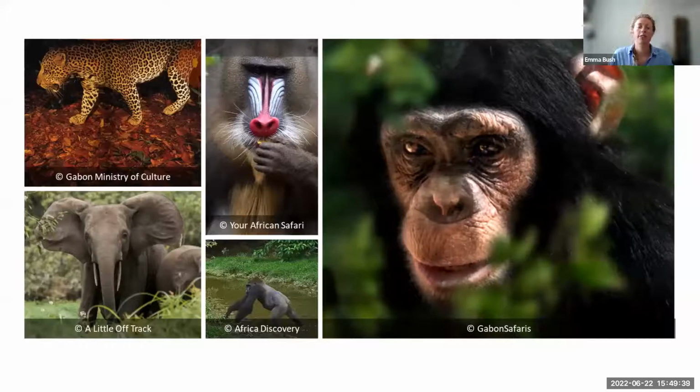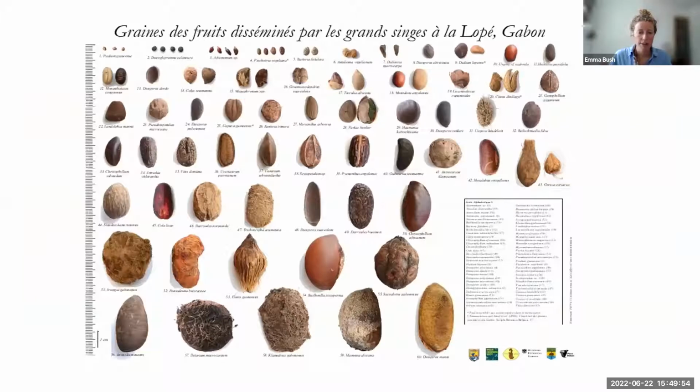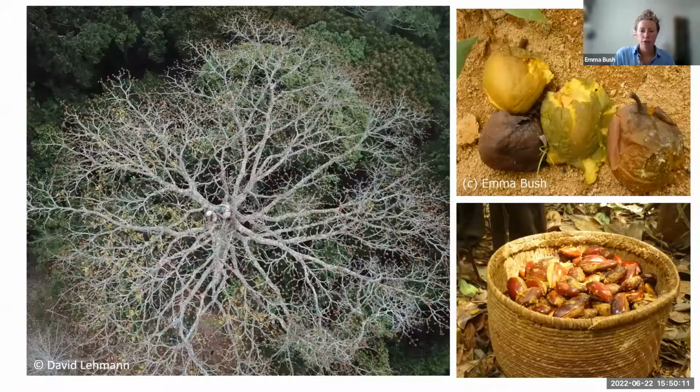Not only is there a great diversity in the landscape and in the plant community, we have a full suite of very charismatic fauna, which make Gabon very famous for its great apes, its elephants, its mandrills, etc. And what's really fascinating about Lope is how the plants and animals really closely interact. So here is a selection of seeds that are disseminated by the great apes, and these are seeds that have been collected from their dung. And there's lots of really interesting stories that link the trees to the animals and how they depend on each other.